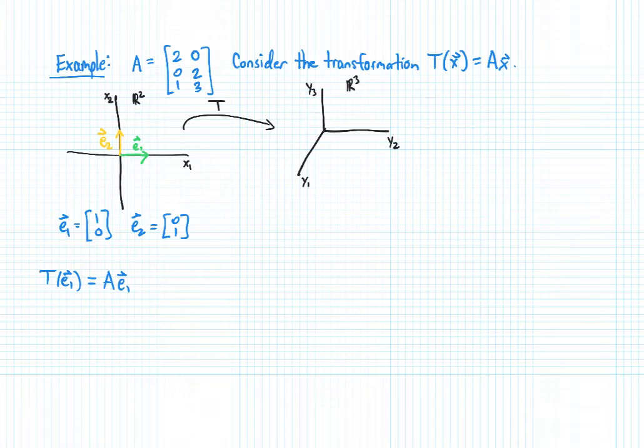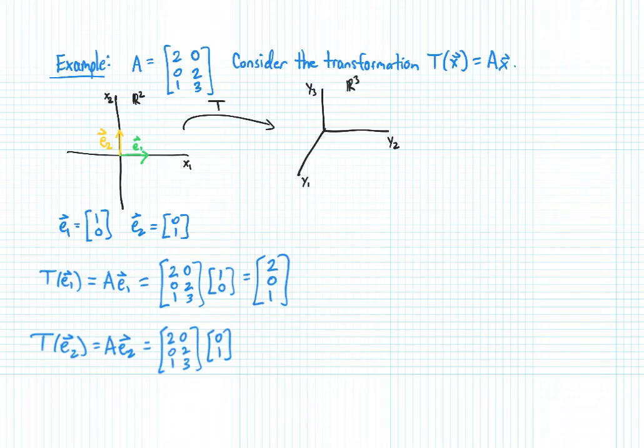So T of E1 is, by definition, A times E1. Now we can actually do the multiplication and see what we get. What we get is 2, 0, 1. And then similarly, we can calculate T of E2. When you do this multiplication, you're going to get 0, 2, 3.